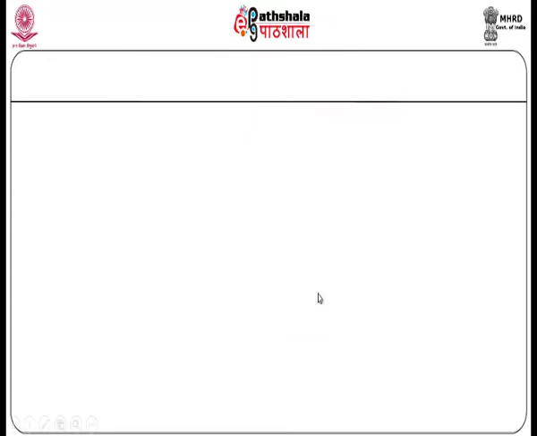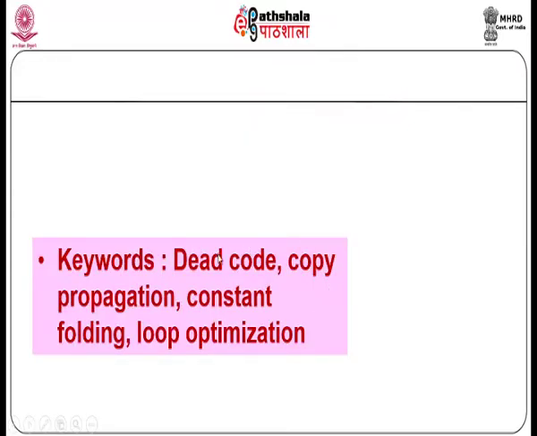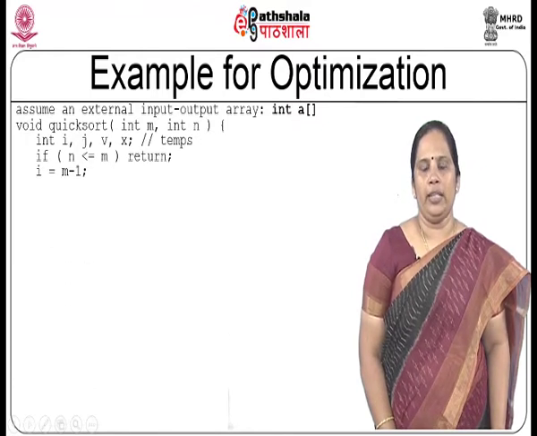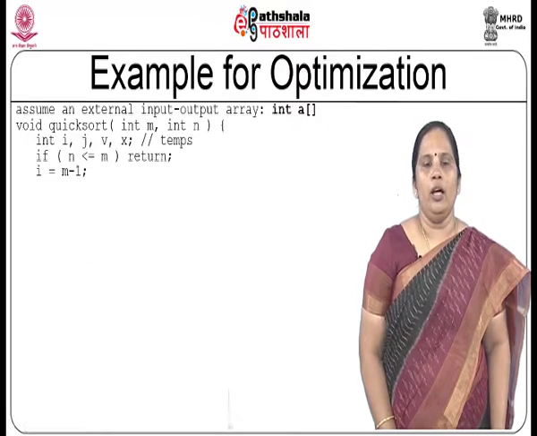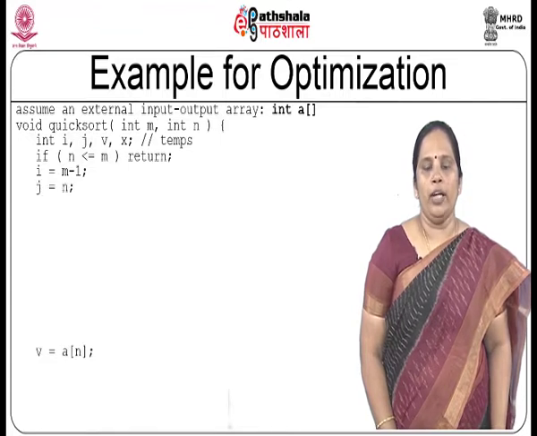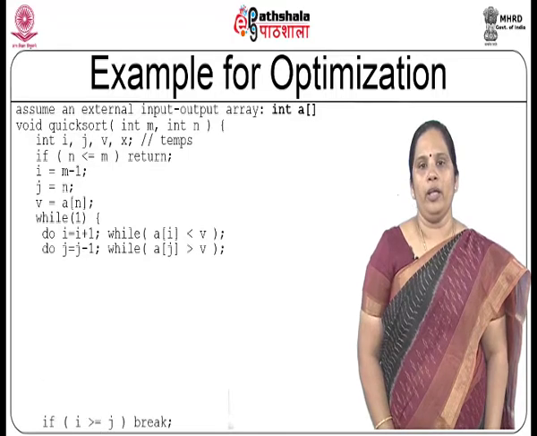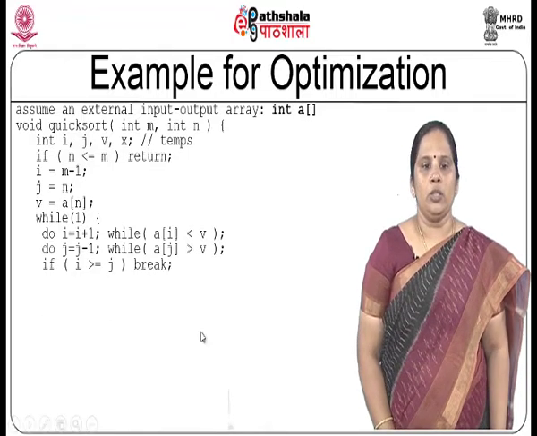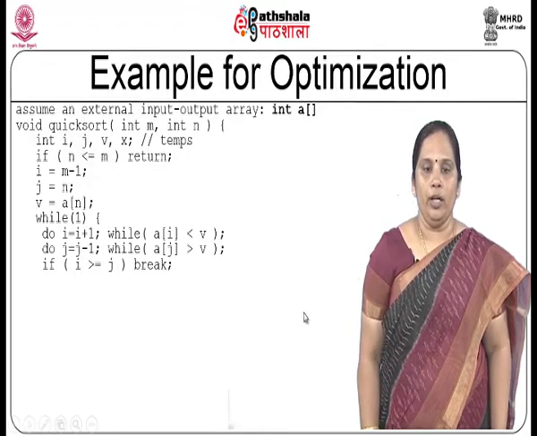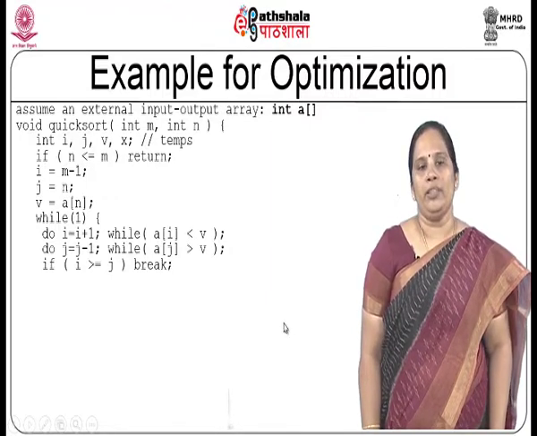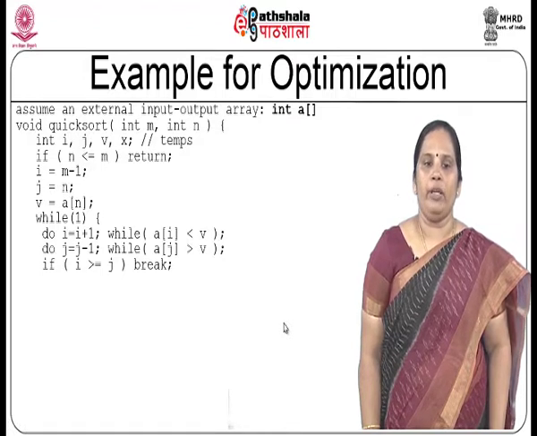These are the primary objectives of this module, where we will be looking at dead code, copy propagation, constant folding and loop optimization. In the previous module we looked at the example quicksort function, broke it into 3 address code, and then converted it into basic blocks. The same example is carried forward here, and we will discuss in detail the optimization that is possible at every basic block.